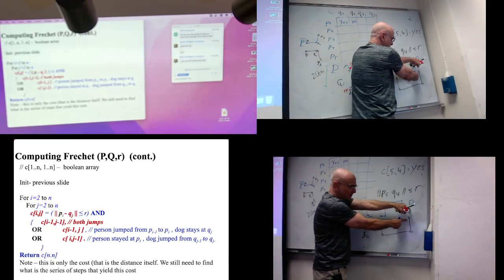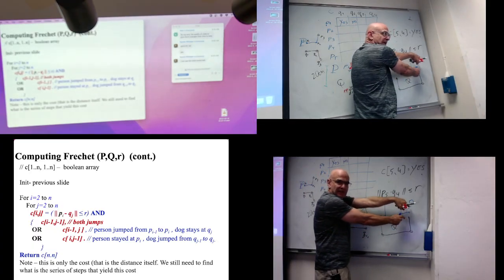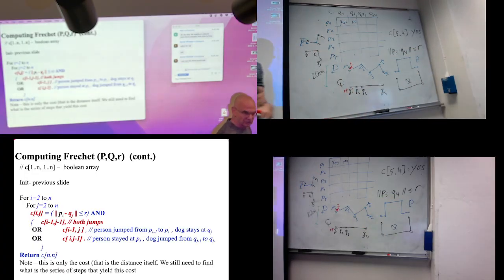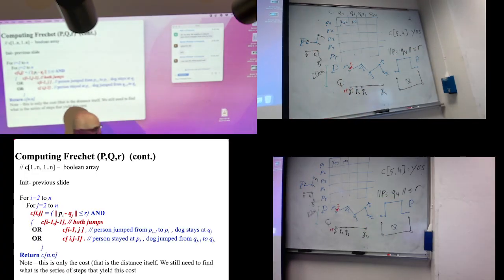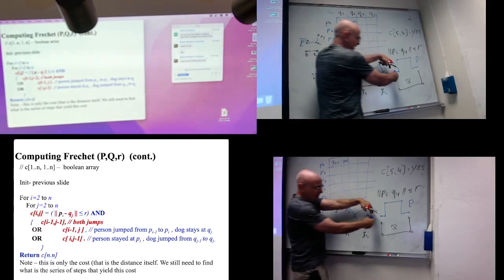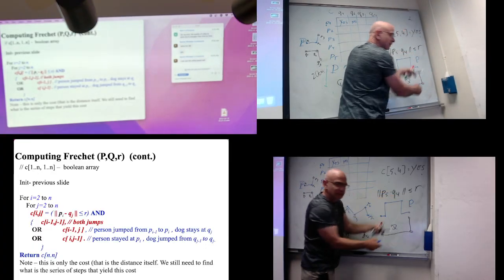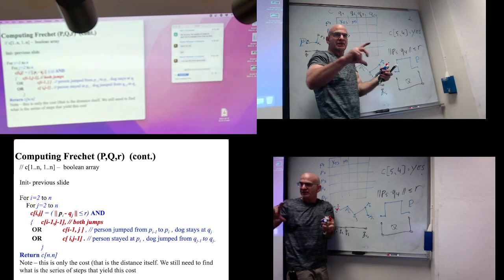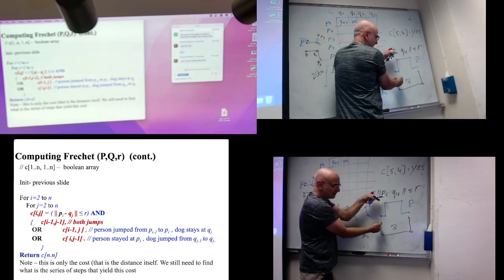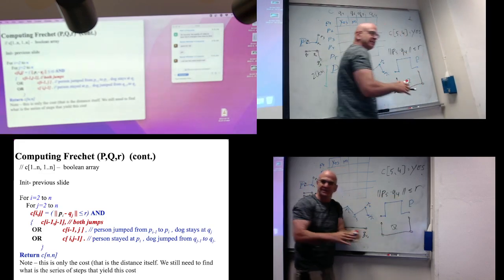Is the distance between the endpoints less than R? Yes, we end good. So we pass these two conditions, but it still doesn't mean that I can find a schedule for the whole trip that it's always smaller than R. I need to find a schedule where all the time they are smaller than R.